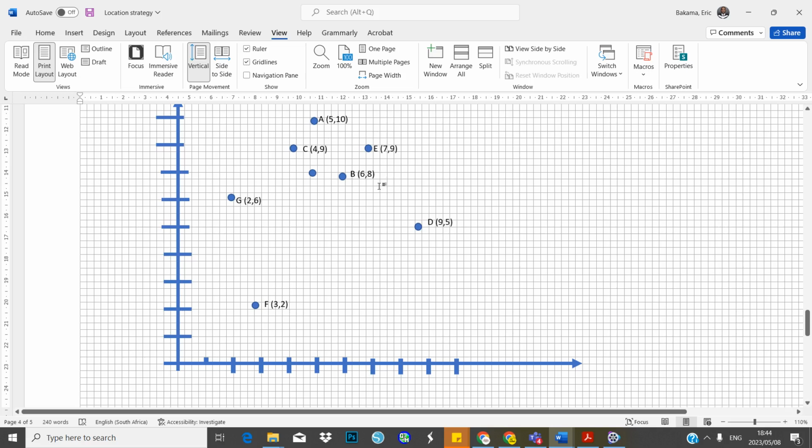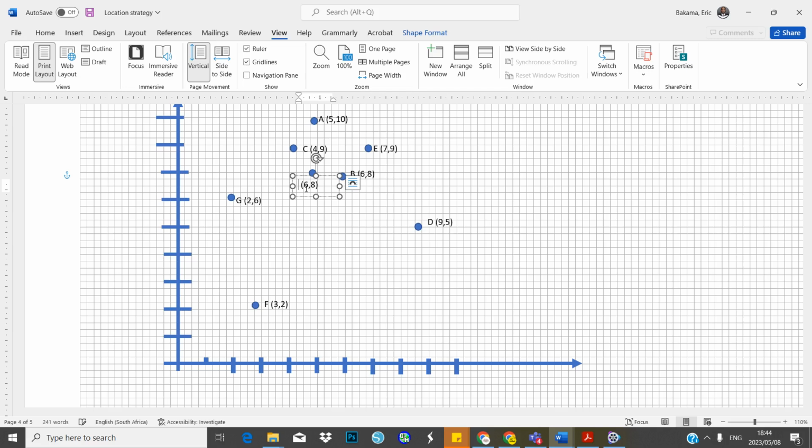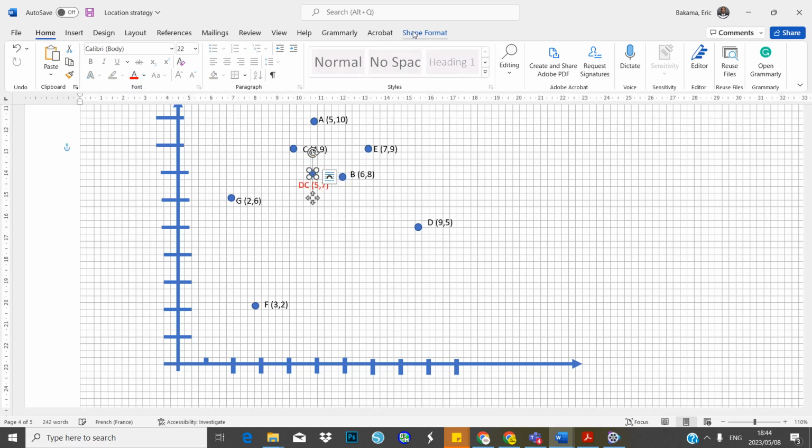Now I'm gonna call it distribution center. I'm gonna call it DC, which stands for distribution center. And the distribution center here, we say it is 5 and 7. So I'm gonna put this in red. Then this one as well will be in red.